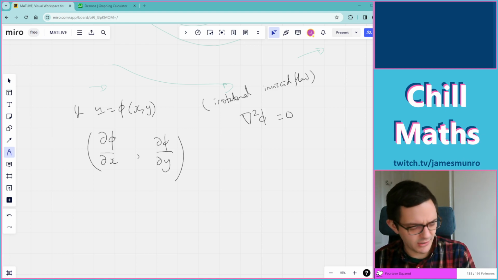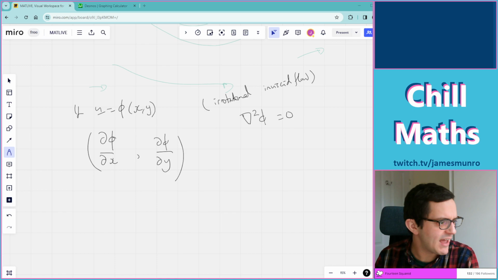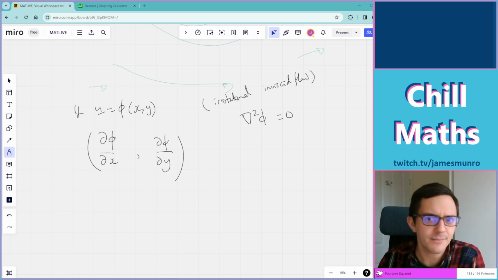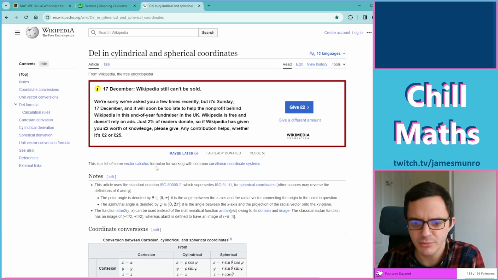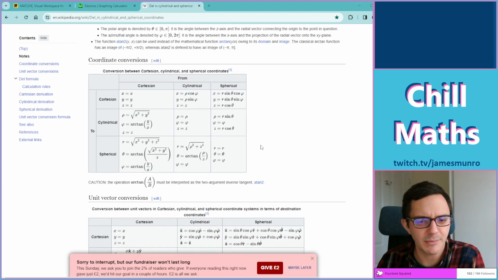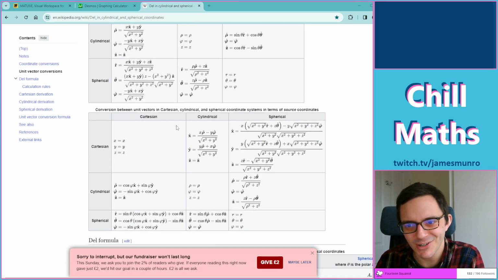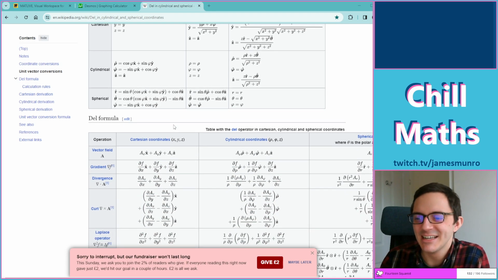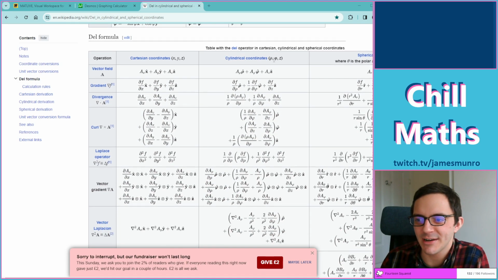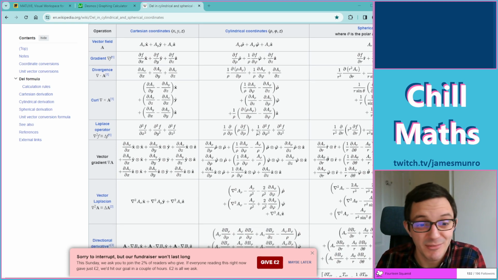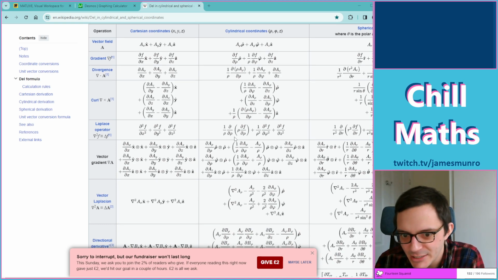The most important step is to look up del in cylindrical coordinates on Wikipedia. Everyone I know who does a theoretical physics PDE PhD at some point bookmarks this page, which is the Wikipedia page that tells you how to do derivatives in different coordinates. What do I need? I'm in cylindrical coordinates because I've got angles. And these formulas are really hard to remember. So everybody I know has got this page bookmarked.